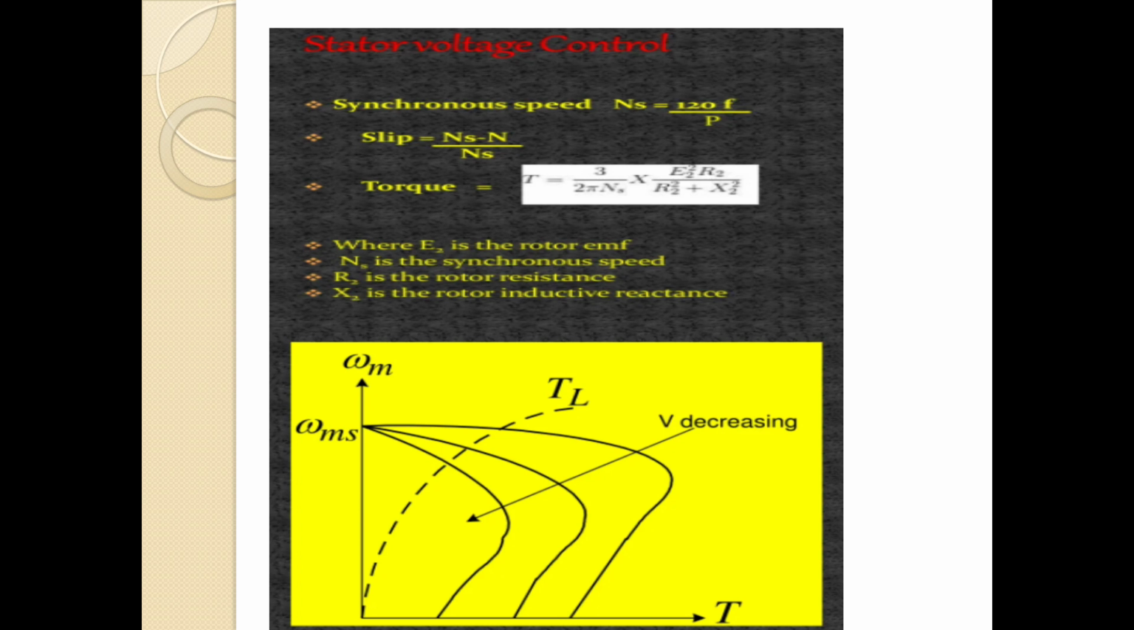The curve is drawn between torque and speed. The torque is initially increasing, after that decreasing. The torque is proportional to the stator voltage, that is, torque is directly proportional to the applied voltage. This method is used for a wide range of speed control.